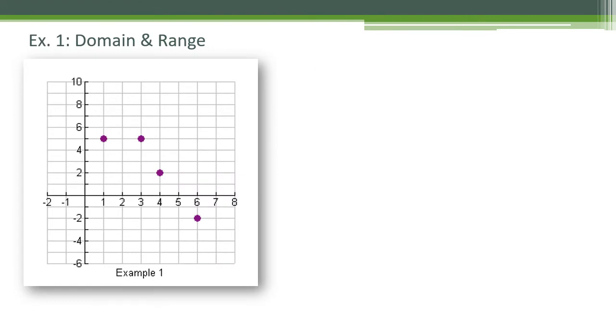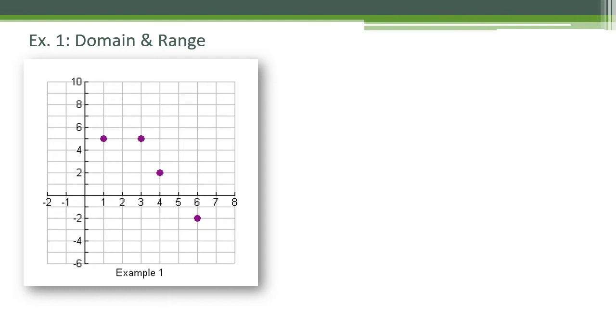For our first example, we are given a set of points. Do not connect those points. If they're meant to be connected, I would have connected them, because when they're connected, how you do domain and range is very, very different. So this is just a set of 4 ordered pairs.